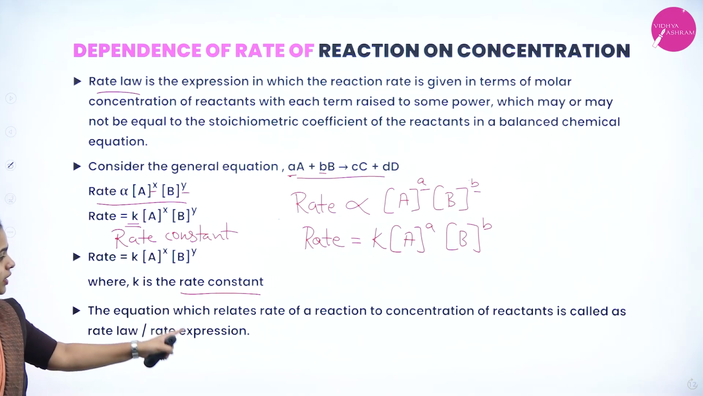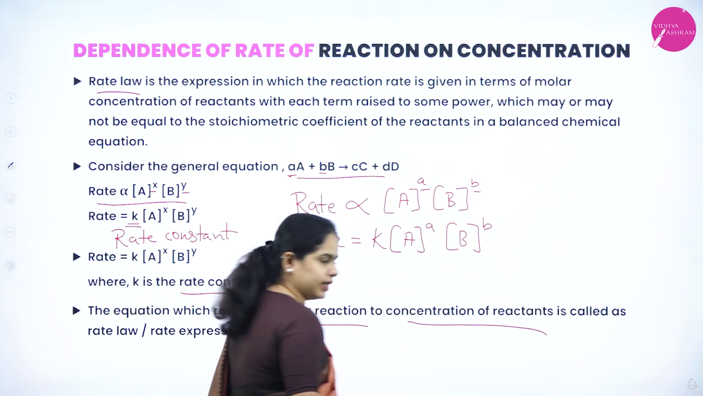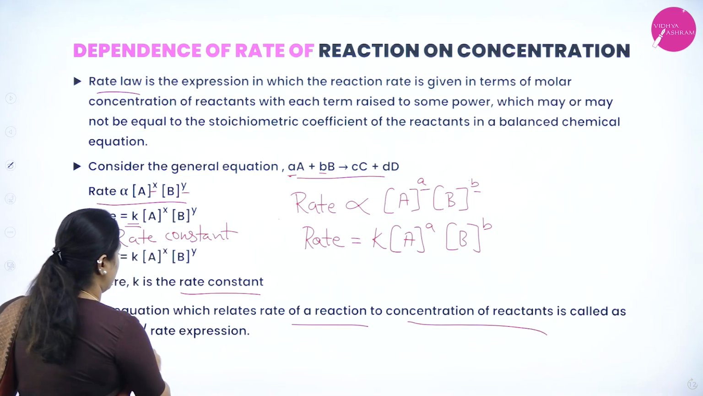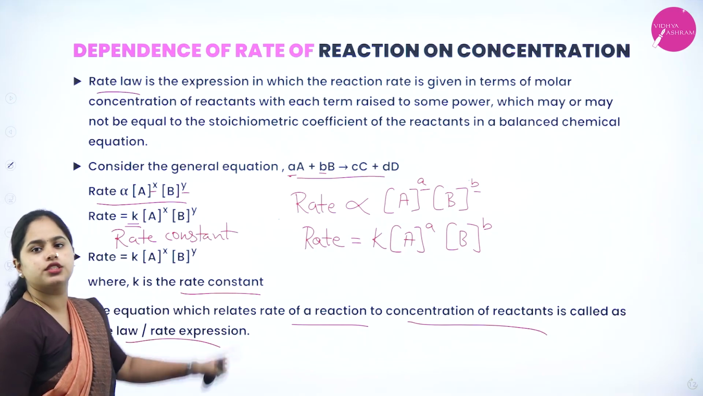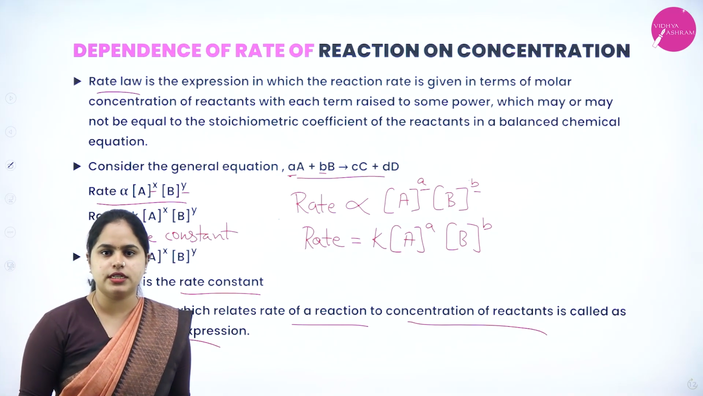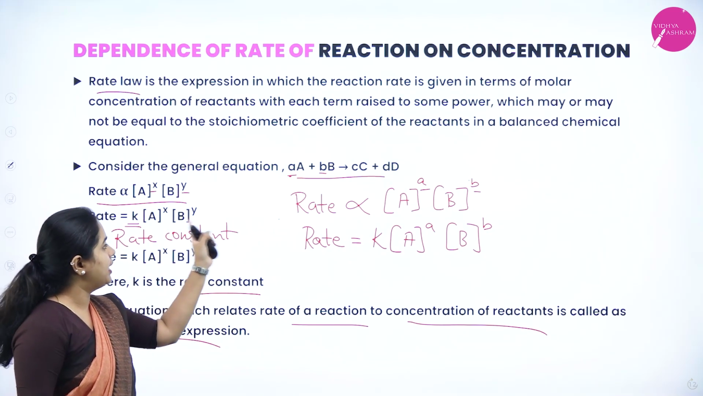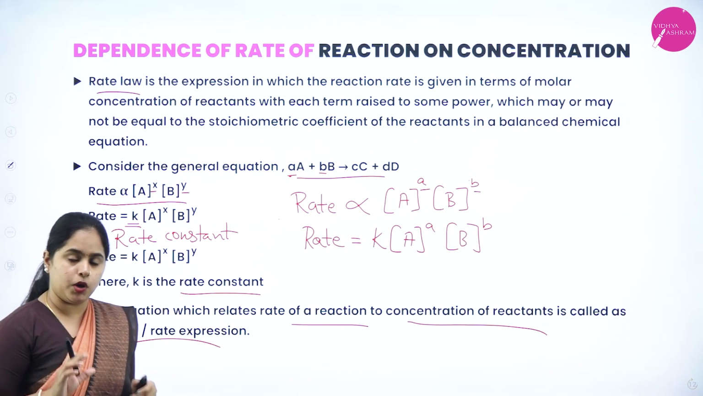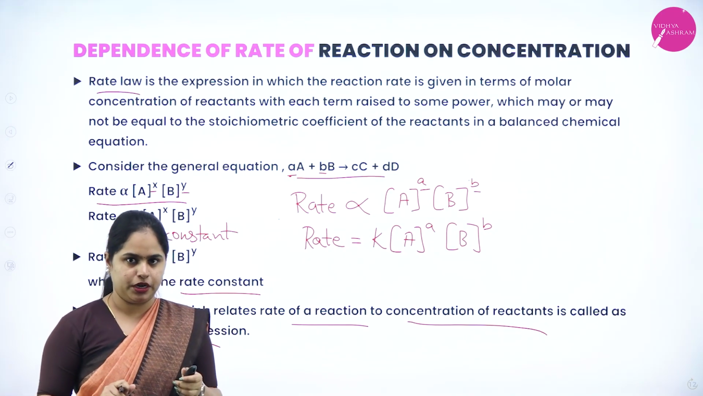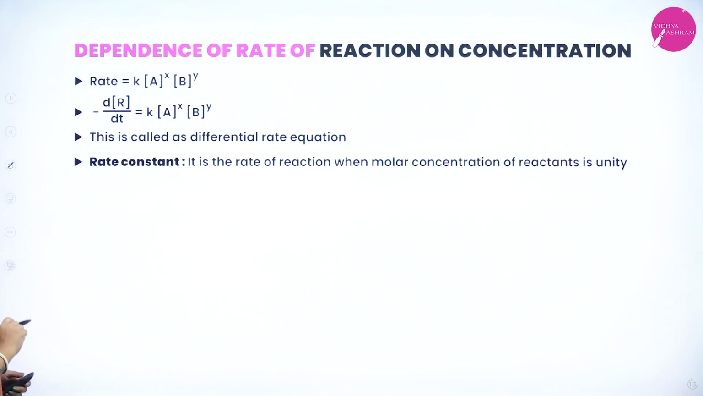So the equation which relates the rate of the reaction to the concentration of the reactants is called the rate law or rate expression. So it relates the rate and the concentration of reactants. So I hope it is clear. So again, I am mentioning this, x and y and a and b can be equal, cannot be equal. It will not always be equal to the stoichiometric coefficient. Now continuing this, rate is equal to K into [A] raised to x into [B] raised to y. We have already studied this.